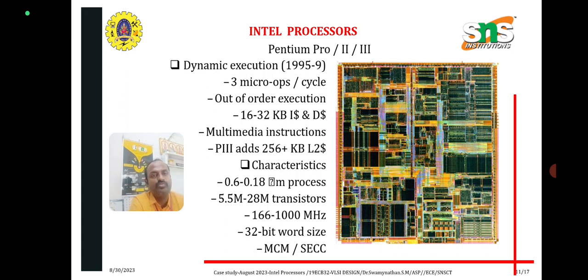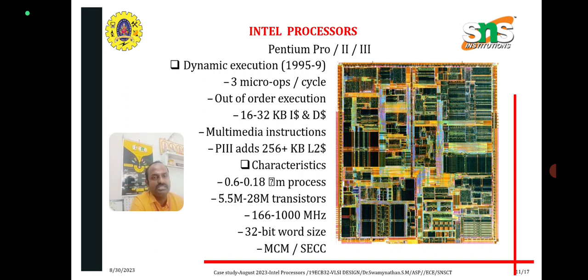And next, the Pentium Pro, 2 and 3. It is found between the years 1995 to 99, and the micro-ops cycle, that is out of order execution, is used. Also it uses 16 to 32 KB cache, and multimedia instructions, and Pentium 3 adds 256+ KB. For the characteristics, 0.6 to 0.18 micrometer process, and the transistor counts are 5.5 million to 28 million transistors, 166 to 1000 megahertz.